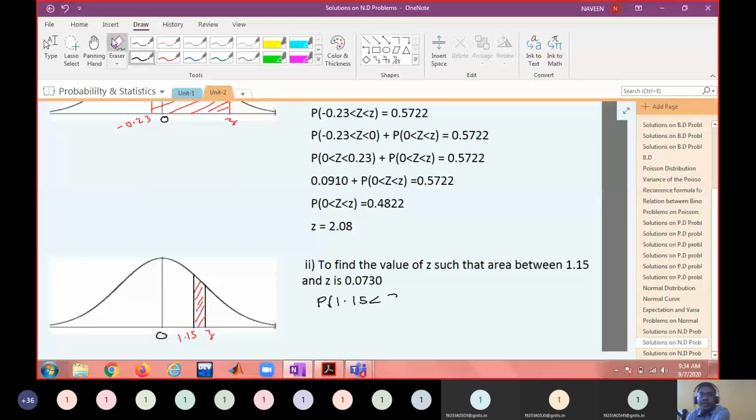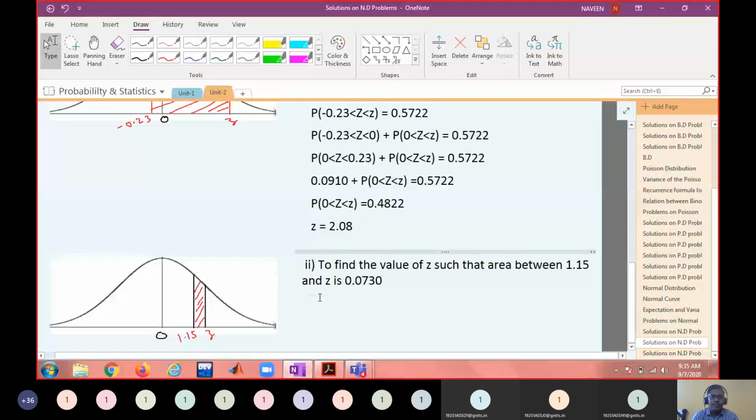Okay, let me use the keyboard. Probability that 1.15 less than z is equal to 0.0730. Okay, then probability of 0 to z minus probability of 0 to 1.15. So we will find this area as discussed earlier. Area from 0 to z minus area from 0 to 1.15 gives the area between 1.15 and z. So we'll do it like that.